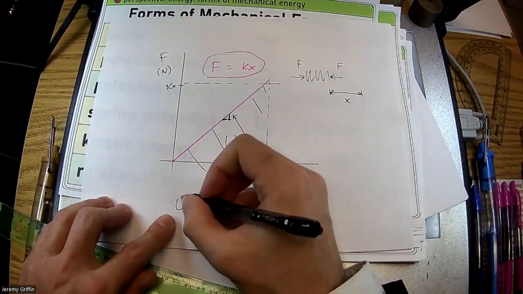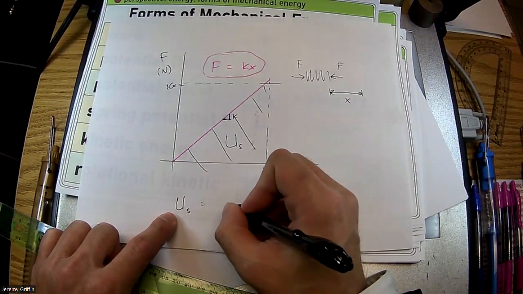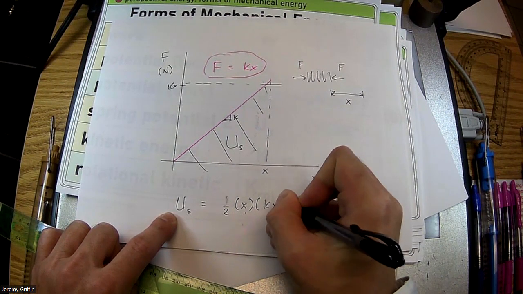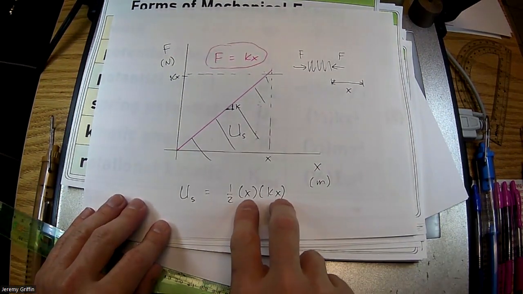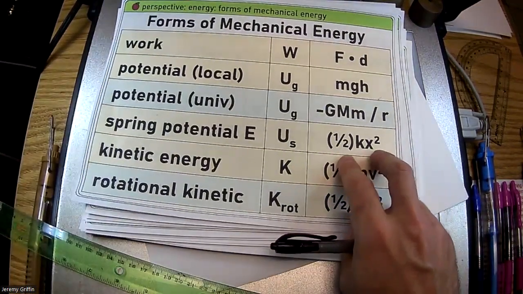U, potential energy stored in the spring. That's what U is, right? Potential energy stored in the spring is 1/2 base times height. So there's the base, there's the height, and oh, look at that. There's 1/2 kx squared. Just combine those x's. 1/2 kx squared, stored in the spring. A little bit different way of looking at it.